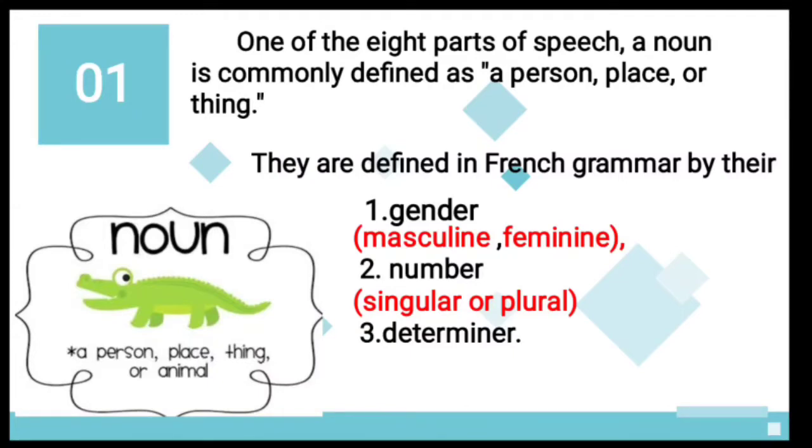And second, number. Two things are there. One is singular, it refers to one thing, and plural, it refers to several things. And third is determiner. A determiner introduces a noun and it always comes before a noun. So this is all about a noun. A noun is used for a person, place, thing, or animal.